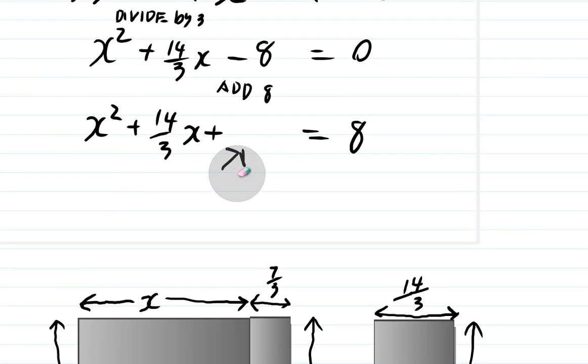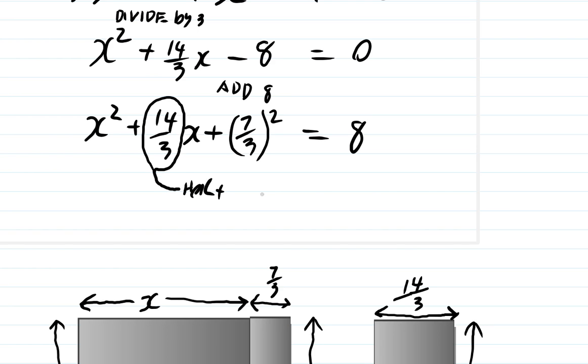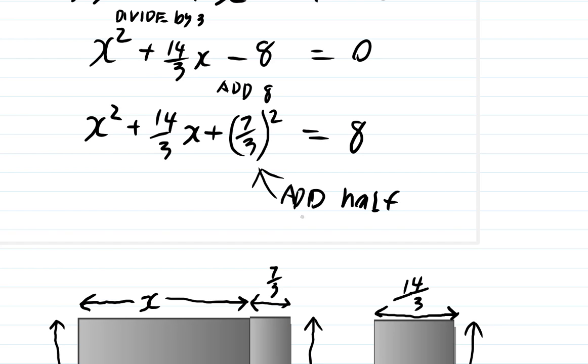Now, let's see. What we added there was 7/3 squared. Now, remember, after practicing, you would remember that what you must do, look at the coefficient of x, which is 14/3. You half it, and then you square. Alright? So, that's what you do there. You add half the coefficient of x, and then you square. That's what you add there.